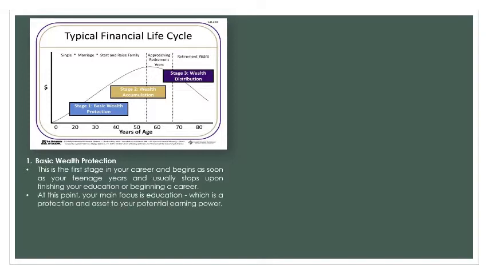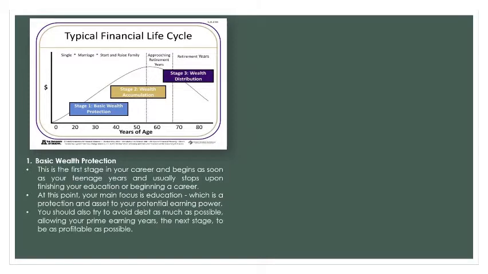Your main focus is education, which is a protection and an asset to your potential earning power. Also try to avoid debt as much as possible, allowing your prime earning years, the next stage, to be as profitable as possible. Examples: protect income, repay debts, or provide for dependents.